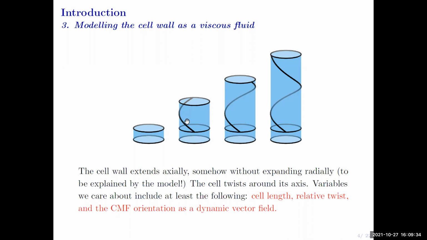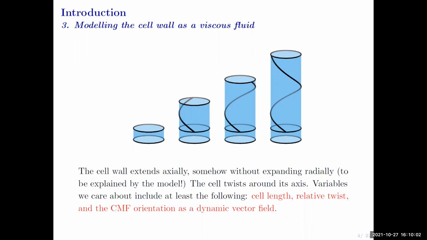And here, what's visualized is a sort of left-handed twisting growth. And so when it comes to what we want to come out of the model, we want at least the following few variables. We want obviously the cell length as a function of time, but we also want the relative twist between top and bottom plate as a function of time. And of course, also we want the CMF orientation as well, and possibly something else, but we'll get into that.